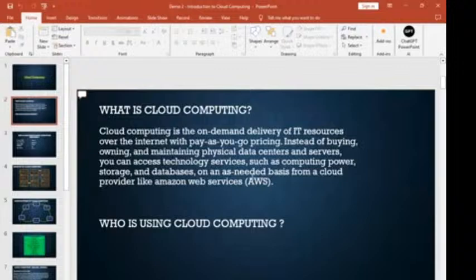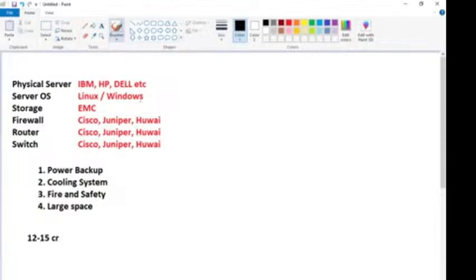Fine. So what are the other advantages we have here? The other advantages are, there is absolutely no need for us to worry about the power backup, the cooling system, the fire and safety, and the physical location that we take. Amazon people, they will take the location. Microsoft people, they will take the location. Google people, they have their own locations. You know, in Hyderabad, Amazon people have a branch. You know how much money they have spent on this particular branch? Technically, we call it a region. In a region, we have something called an availability zone. We will see this technicality later.